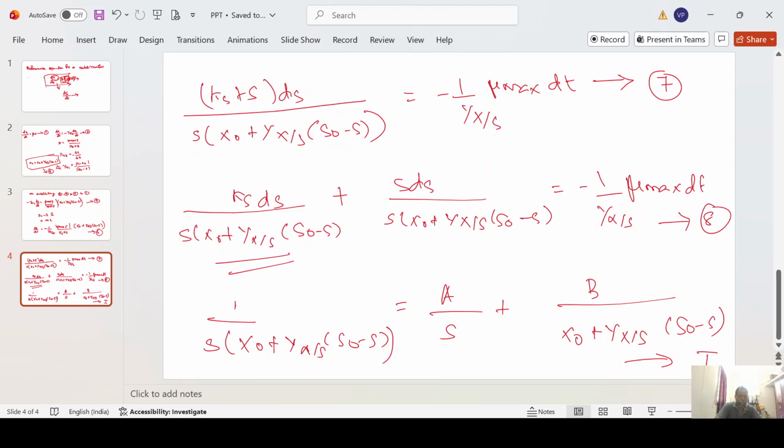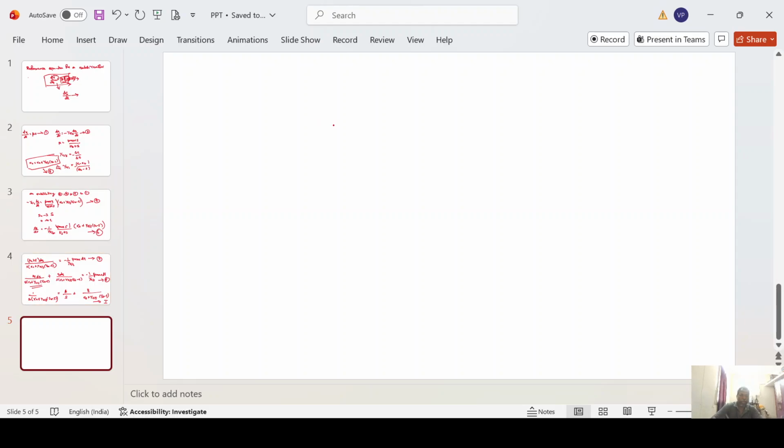Then, on simplifying this, how we can simplify that is: 1 is equal to a into (x naught plus yx by s of s naught minus s) plus b into s. We'll take this as 1 itself. So we need to find out the value of a and b here.